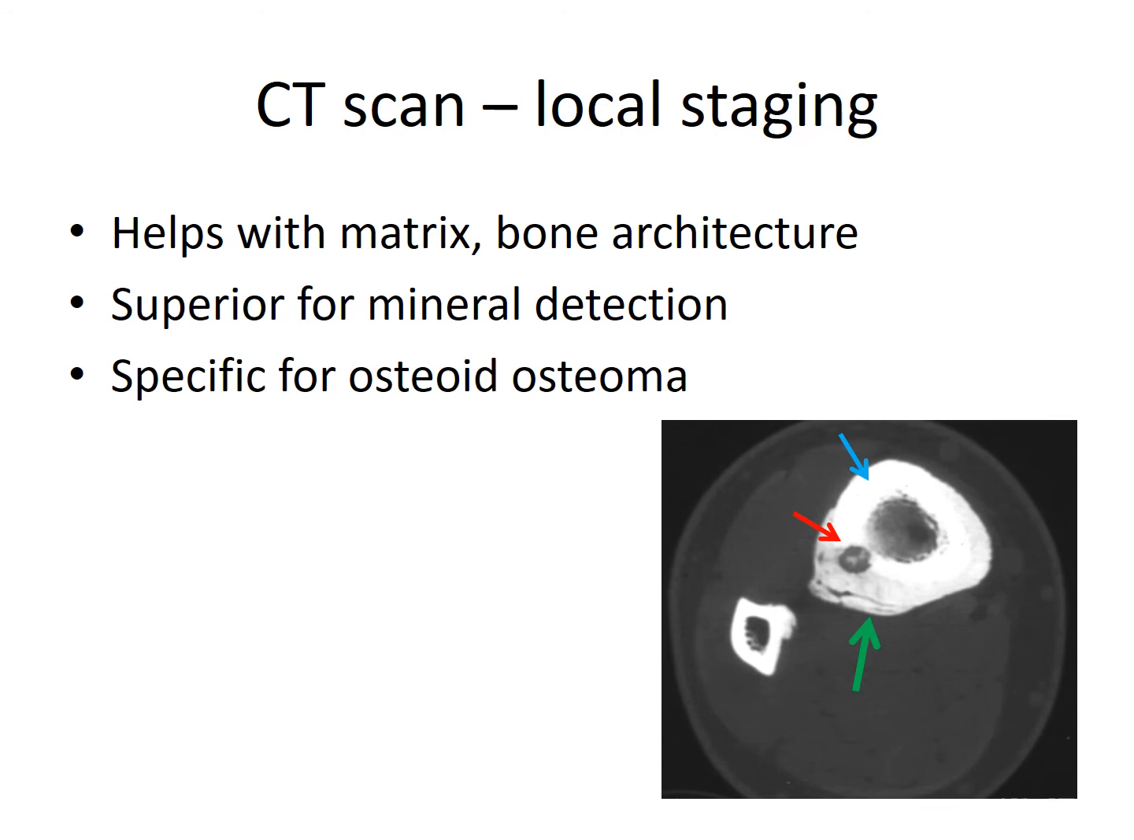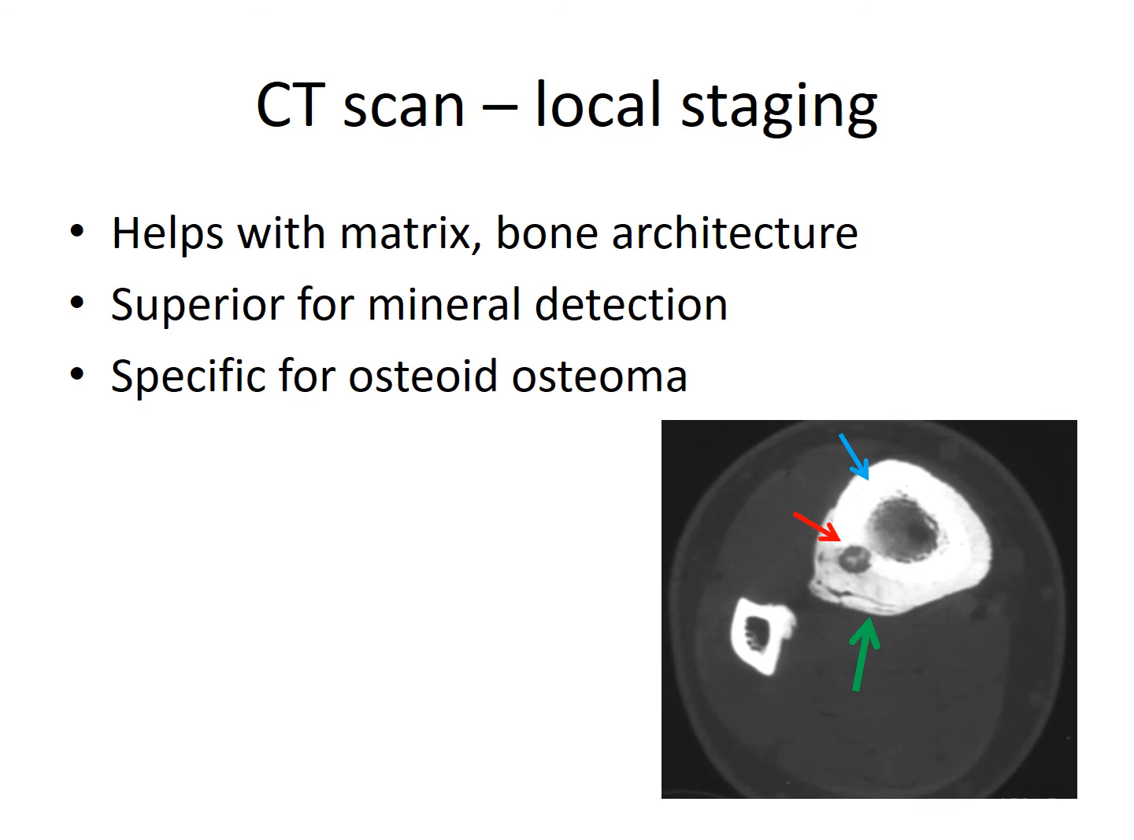It's superior for mineral detection, and if you look at the image on the bottom right, the blue arrow is on the normal cortical bone. The red arrow is on the osteoma, which is an intracortical lesion, and you can see how as it forms itself just at the edge of the cortex, it then really irritates the periosteum. Usually, again, it's a patient under 30 that has a very robust periosteum, and the green arrow then shows you the irritated bone irritating the periosteum, creating woven bone.